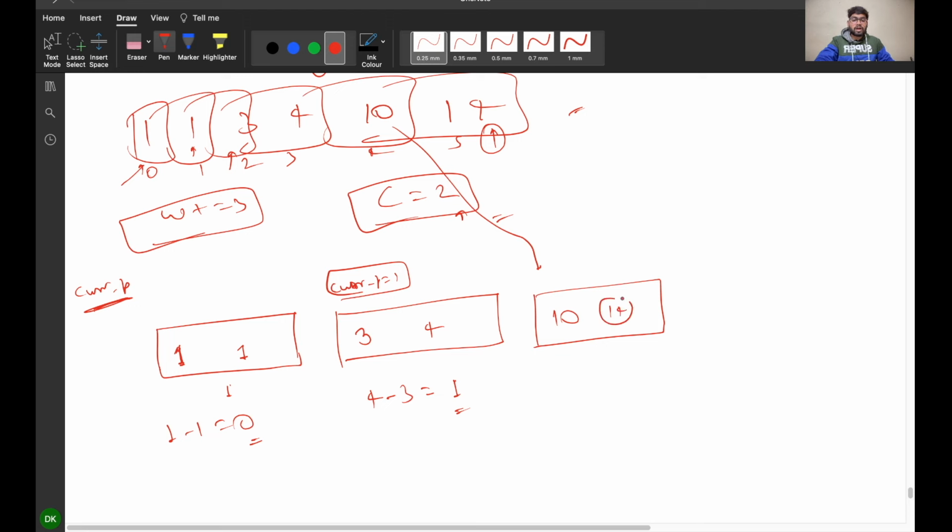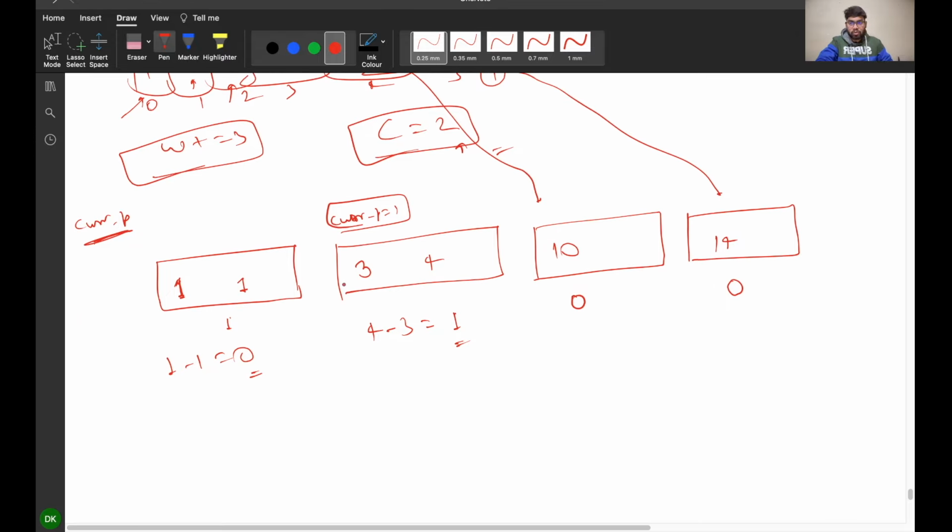While I am placing to the third bus, what is the maximum time for this bus? 14 minus 10 is 4, but the allowed waiting time is 3. So here I am not able to place this person into the same bus. So I just require one more bus and place the last person into the last bus. The waiting time for this bus is 0 and for this bus is 0, and we can see that all waiting times are less than or equal to 3.